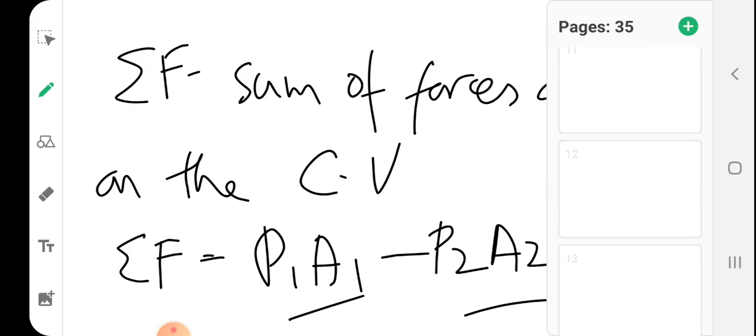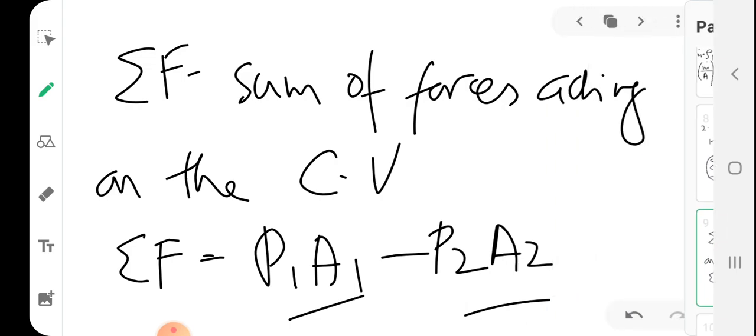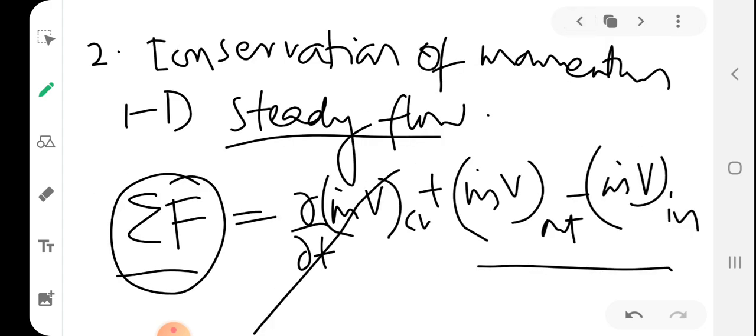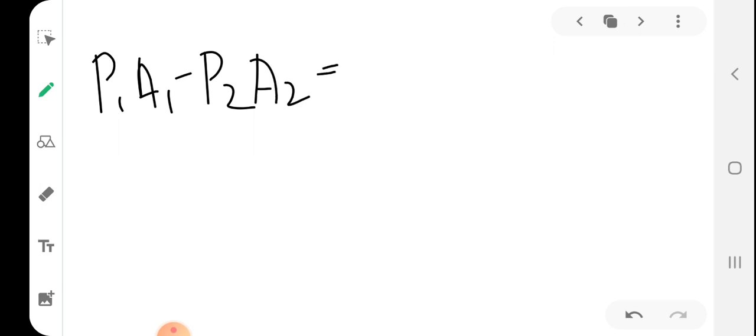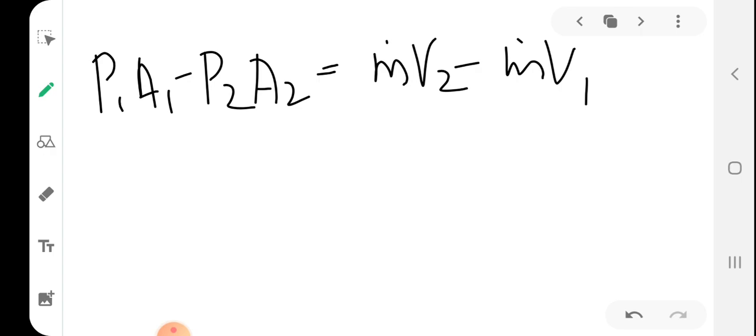So that is sigma f. So actually the equation is sigma f equal to m dot v out minus m dot v in. So I can write P1A1 minus P2A2 is nothing but m dot, and since m dot is constant itself, you don't need to use any subscript for m dot. You just use a subscript for v. So v2 minus m dot v1. So this is the conservation of momentum equation.